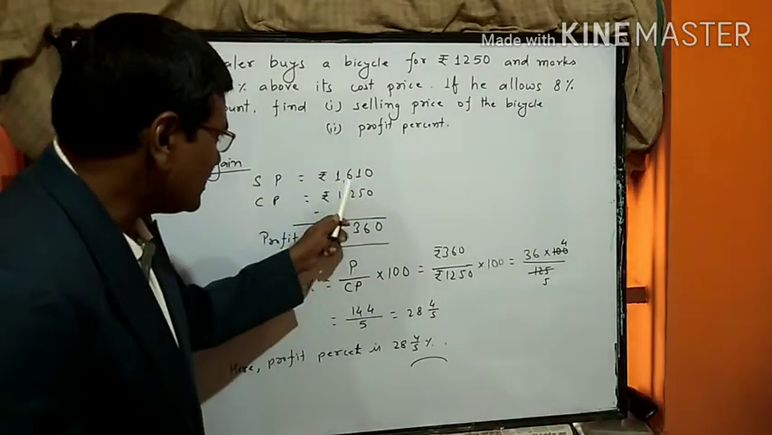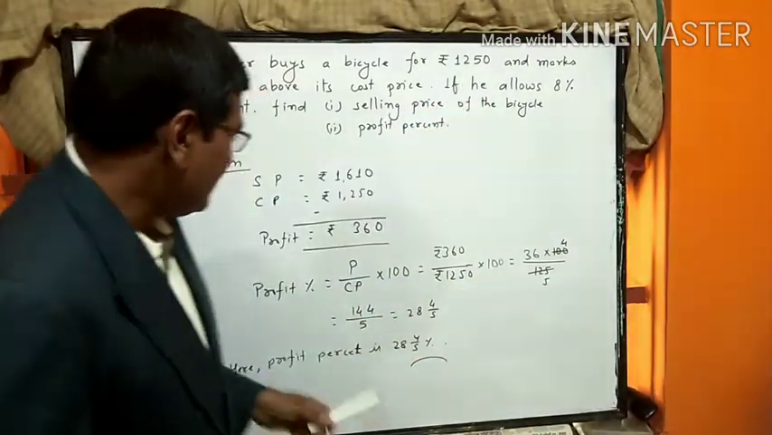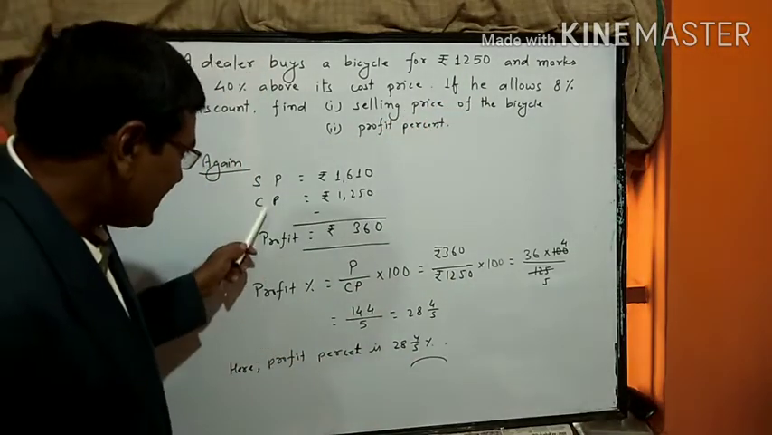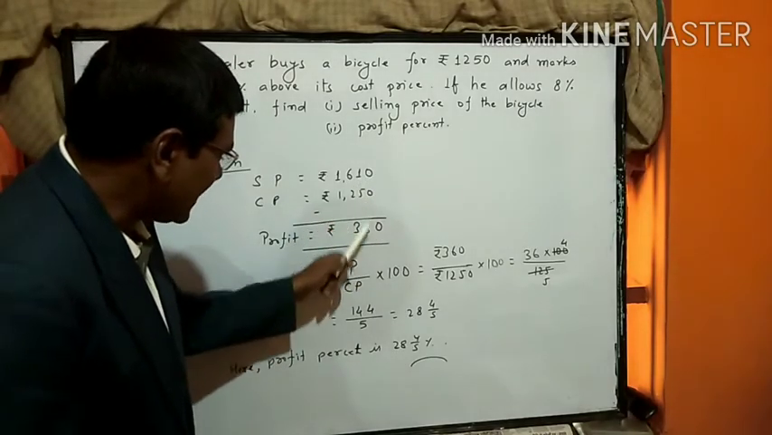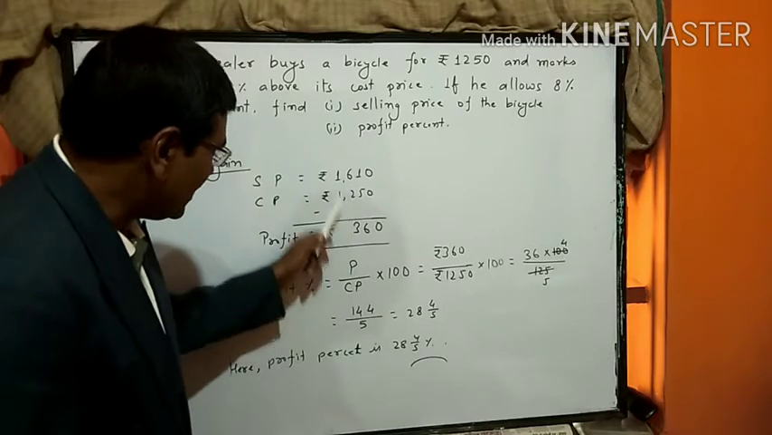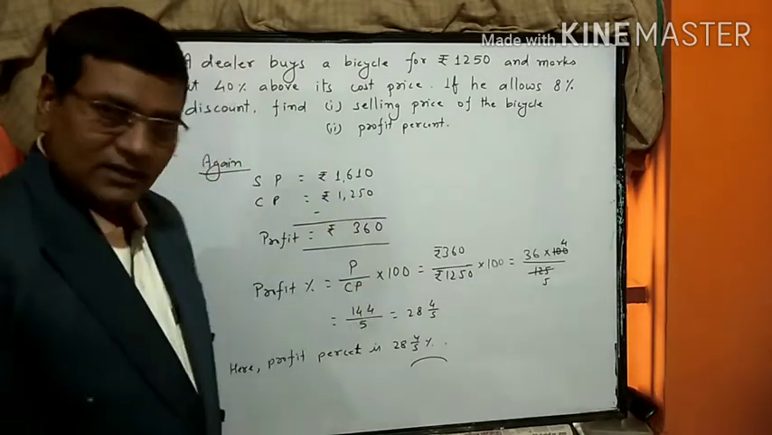SP equal 1610, CP 1250, profit equal SP minus CP. So subtract 0 minus 0, 0, 11 minus 5, 6, 5 minus 2, 3, 1 minus 1, 0. That means profit equal rupees 360.